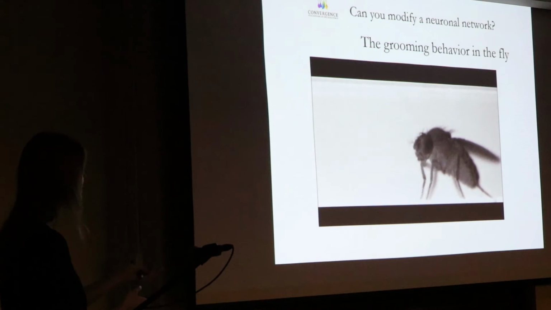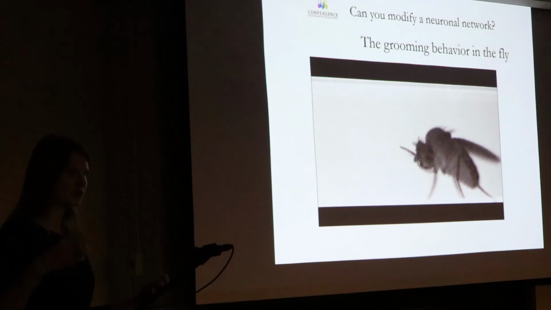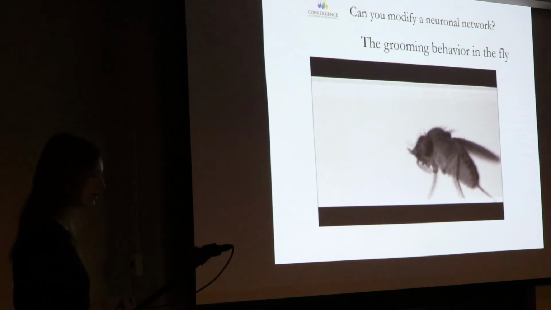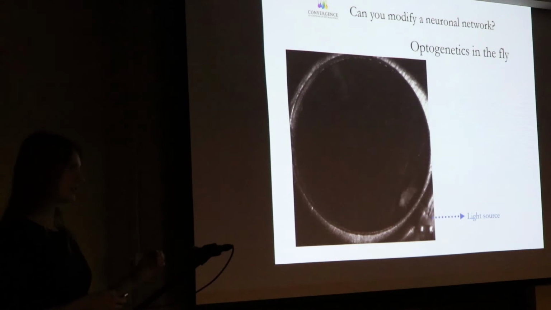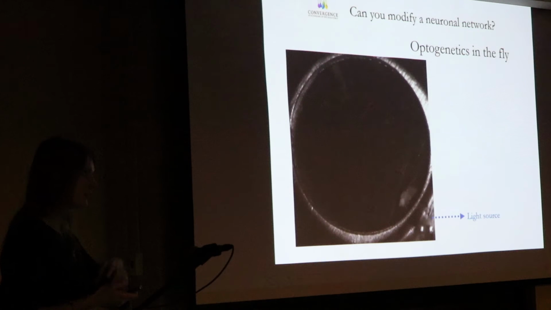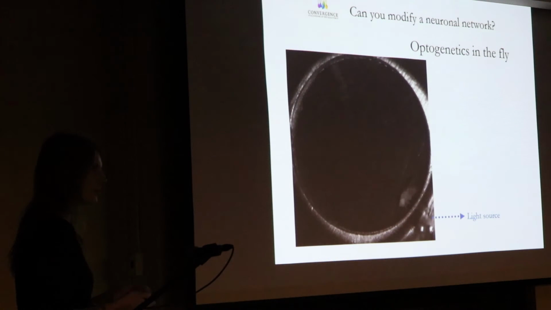People have studied grooming behavior and discovered which neuronal network controls grooming behavior. And then what people have done is basically add the channelrhodopsin, the ion channel that if you shine blue light on it, it opens. They added that to the neurons that control the grooming behavior. So what do you think is going to happen when you shine a light? Groom. Is it really?